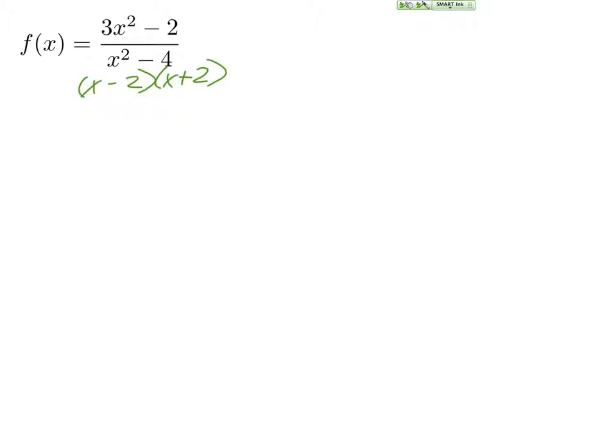Okay, so after we factor, we can now see that what's going to make my denominator 0? Positive and negative 2. So my vertical asymptotes are going to be x equals 2 and x equals negative 2. That's how I want it written down.